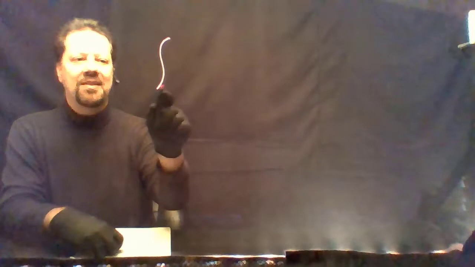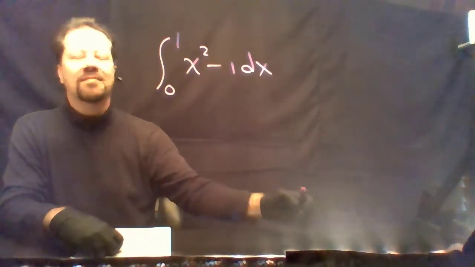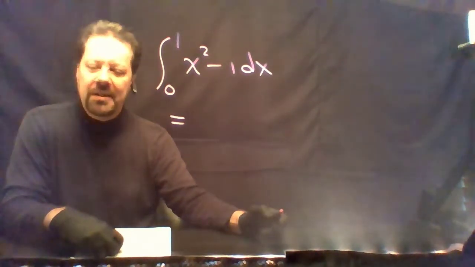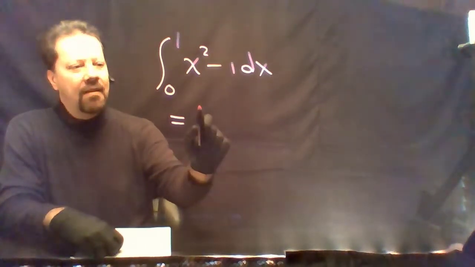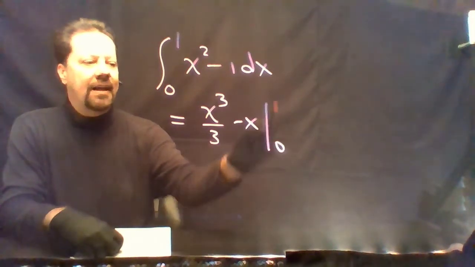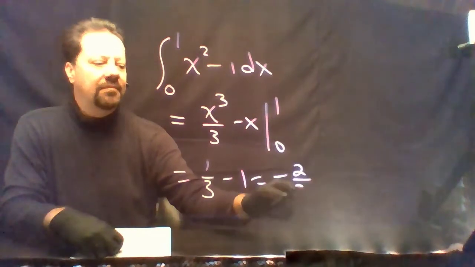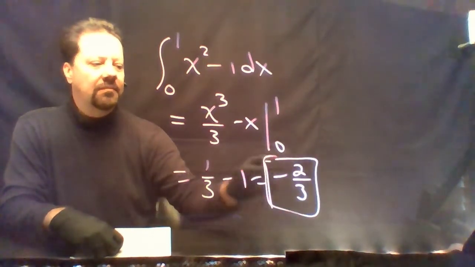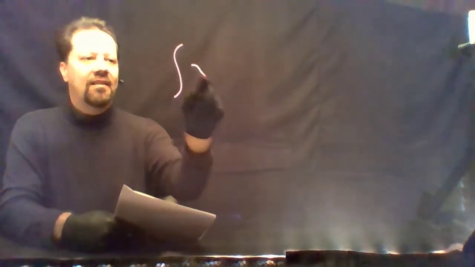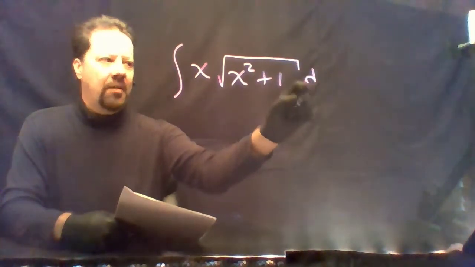Next, a basic definite integral. This is a basic test of your understanding of the fundamental theorem of calculus. First, find an antiderivative, evaluate at the endpoints, and subtract. Negative 2/3. Then, a basic u sub.